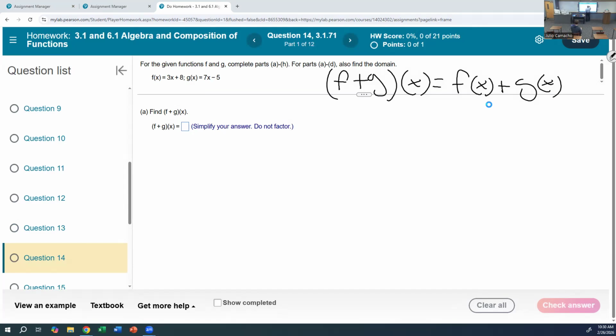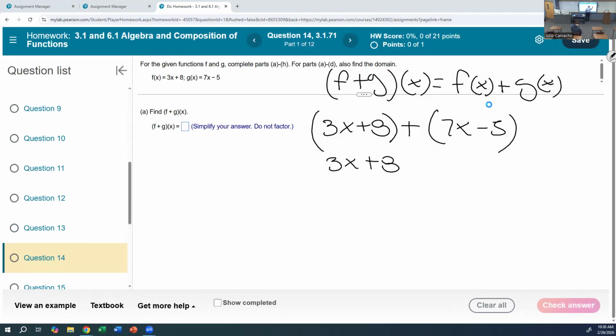Okay, so what is f of x? f of x is 3x plus 8, plus g of x, which is 7x minus 5. So what do we do here? There is nothing to distribute, we can take everything out of the parentheses. This positive in front of the parenthesis will not change any sign in the parenthesis. It will be plus 7x minus 5, because positive times negative is negative. Okay, and then like terms again.